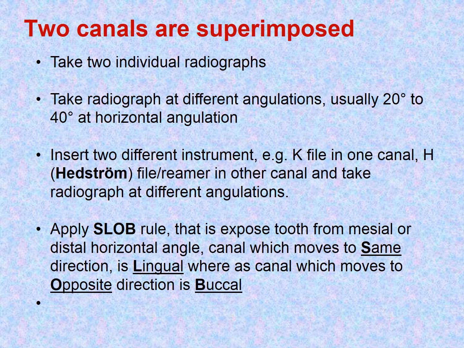Apply the slope rule, that is, expose from a mesial or distal horizontal angle. The canal which moves in the same direction is lingual, whereas the canal which moves in the opposite direction is buccal. That means if we do, for example, a mesial angulation, the canal that moves mesially, in the same direction, appearing mesial relative to the teeth, will be the lingual canal, while the canal that appears distal relative to the teeth will be the buccal canal.